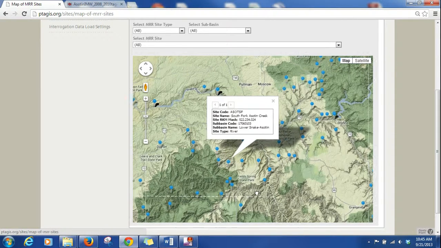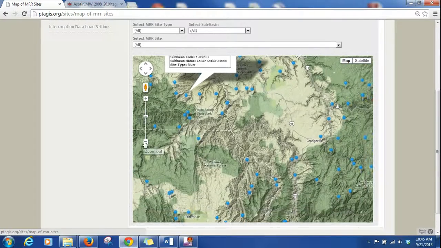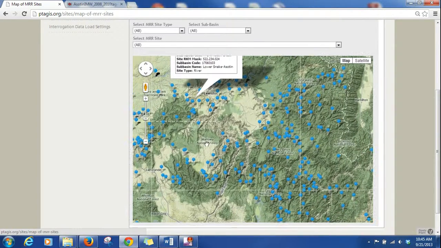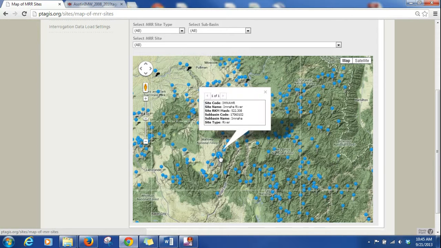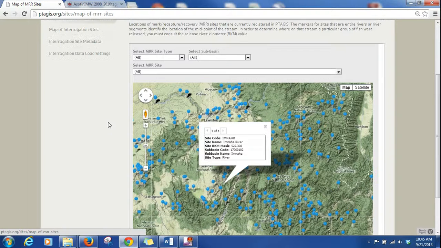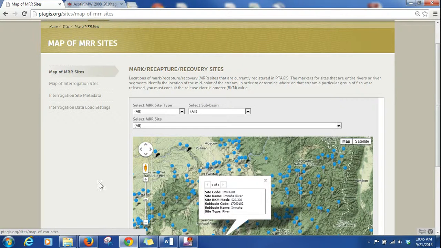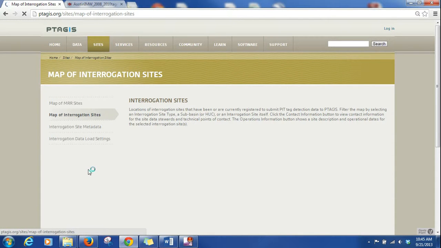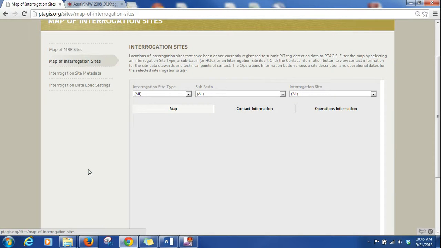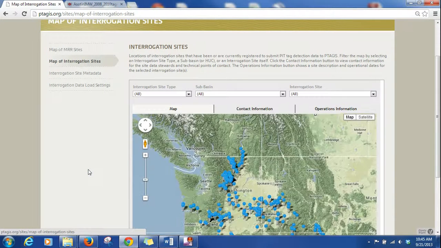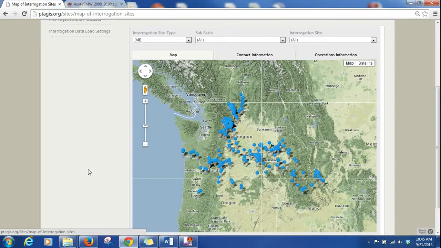Let's find where that Imnaha fish came from. I'm going to have to back out a little bit. So that was a stray hatchery adult from the Imnaha, which I think is over here. So it's strayed quite a long ways from its natal ground. You can look at all of the different MARC recapture sites, and you can do the same thing for interrogation sites. Those would be the passive antenna locations. Not quite as many of those, and mostly centered along the major riverways.